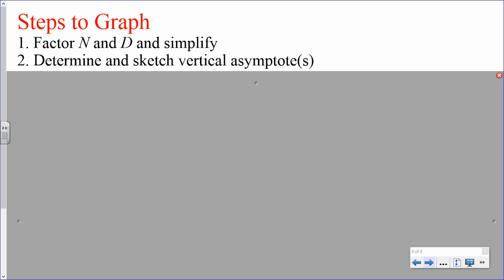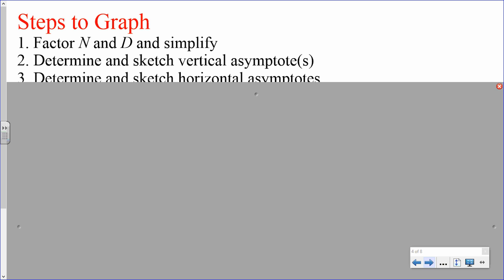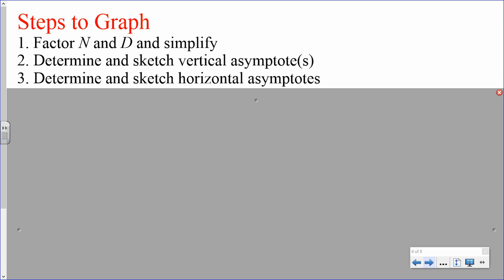What do you think comes next? Determine and sketch horizontal asymptotes. Well, that should just say asymptote. There will always be one. Now your asymptotes should break your graph up into some sections.